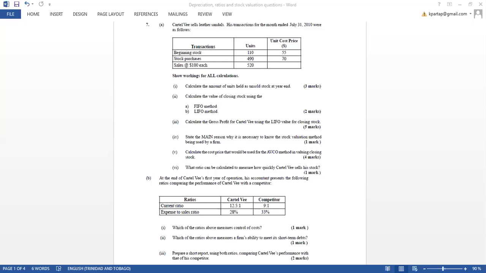We want to know how many units we have unsold at the end of the year. So we started off with 110 units. Then we purchased 490. So in total, we would have had 490 plus 110. Yes, Anikwa, you're on the right track. So when we purchased the 490, then that means we would have 600. Out of the 600, we sold 520, which means that we would have remained with 80 unsold units. So the answer for the first one is 80 unsold units.